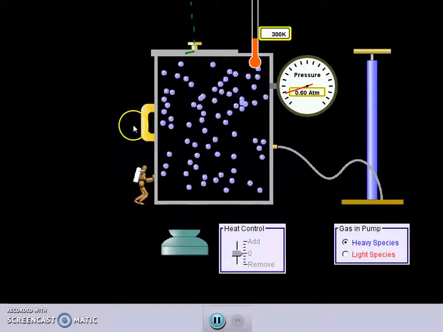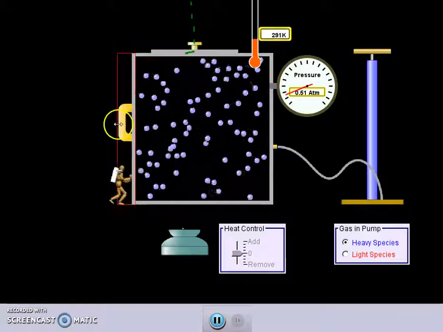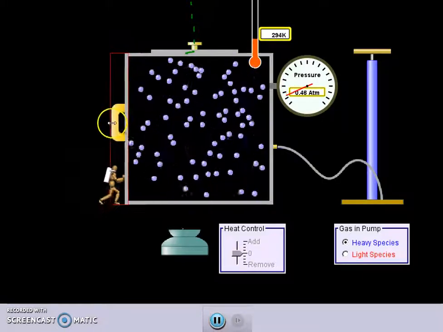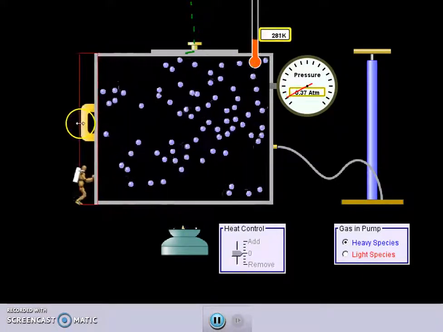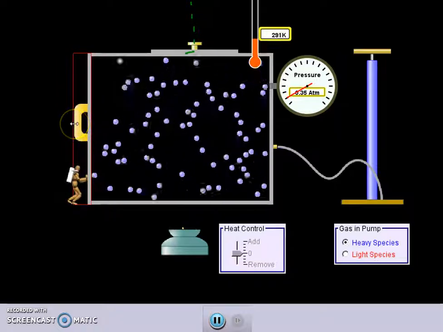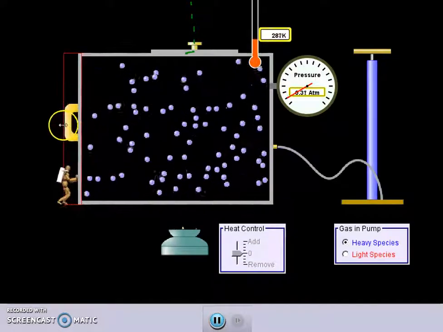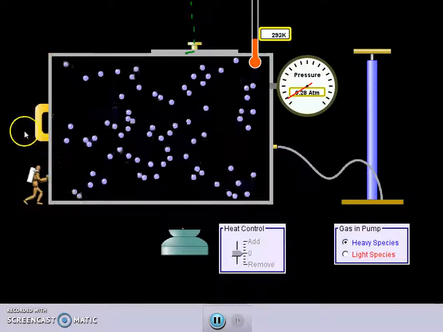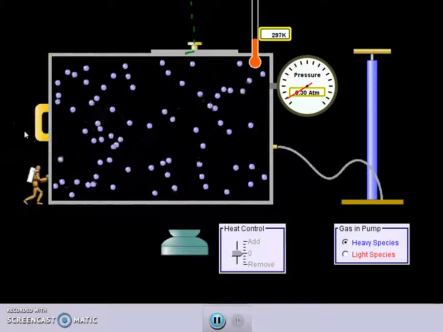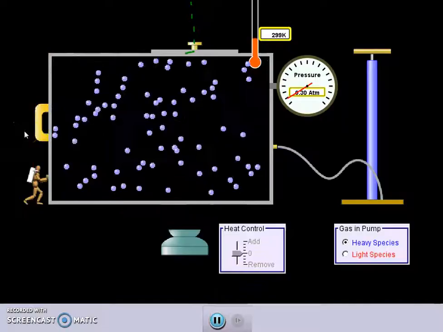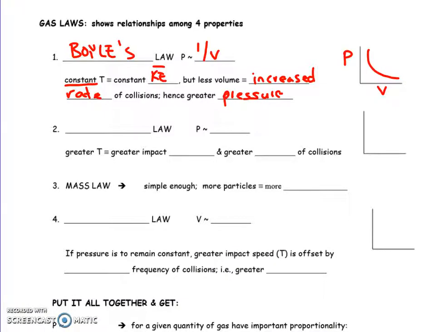If you do it rapidly, then the work done is so quick on it that the particles will gain kinetic energy very quickly rather than really slowly, and not be able to achieve equilibrium with the surroundings. Okay, so generally when we do Boyle's law, your compression or expansion is going to be slowly done. All right, so there's Boyle's law.